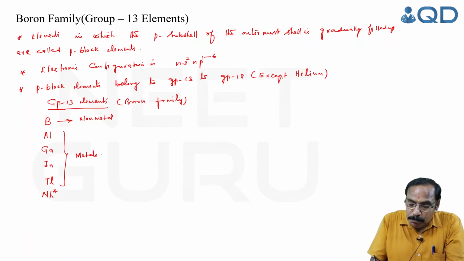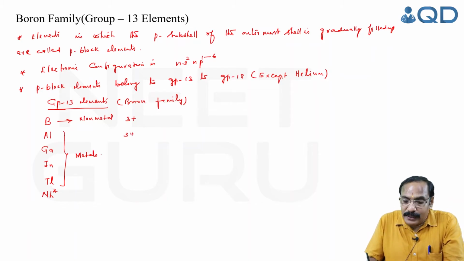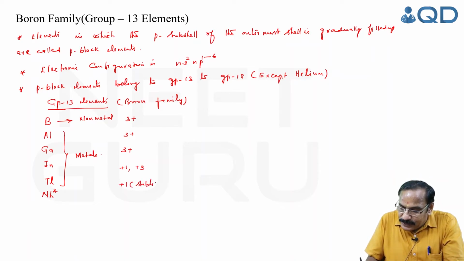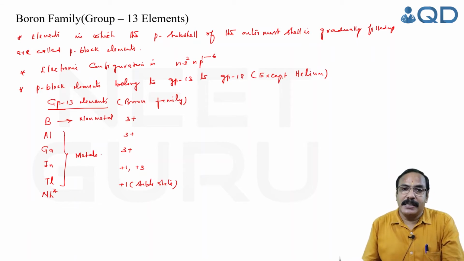Clear? Thus, boron shows a stable oxidation state of +3, aluminium shows +3, gallium also shows +3 in its compounds. Indium has a tendency to show +1 and +3, while the stable oxidation state of thallium is +1. This is the stable state. It is due to a property called inert pair effect, which we are going to discuss in detail. Clear? Now, let us discuss a simple question.